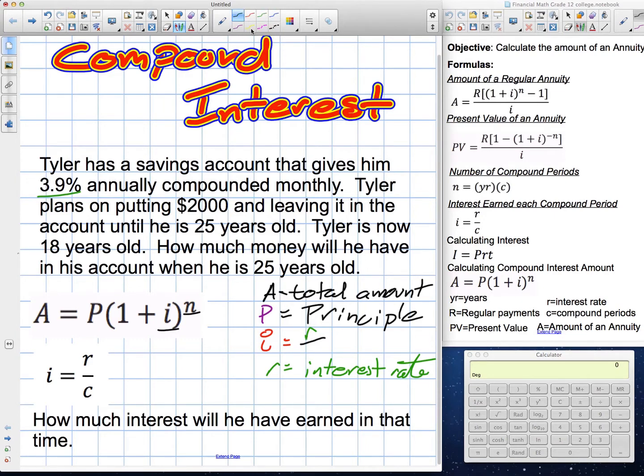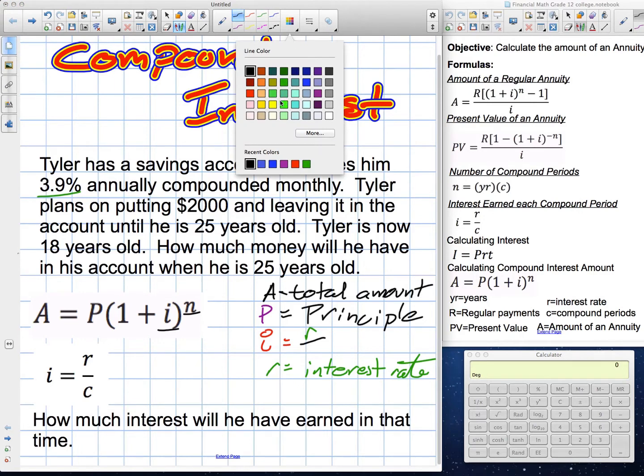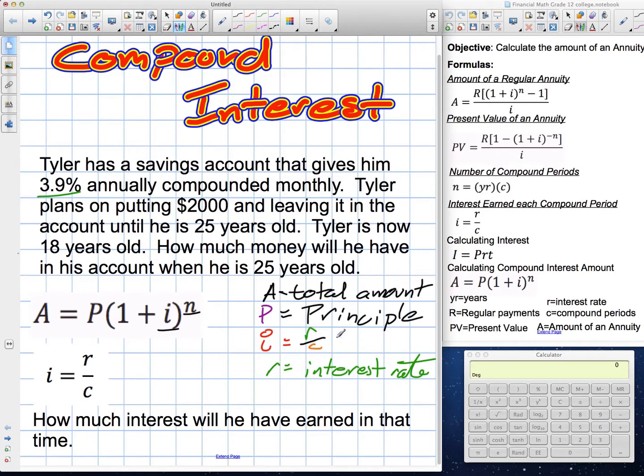The other part of it is C. Does anyone have an idea of what the C might stand for? The compounding period. The compounding period is monthly in this one. So in other words, how many months? Because he's getting 3.9% annually, compounded monthly. What does annual stand for? Every year. So how many months in a year? 12. Good. So it's important that you know that in this case, C is going to be equal to 12.